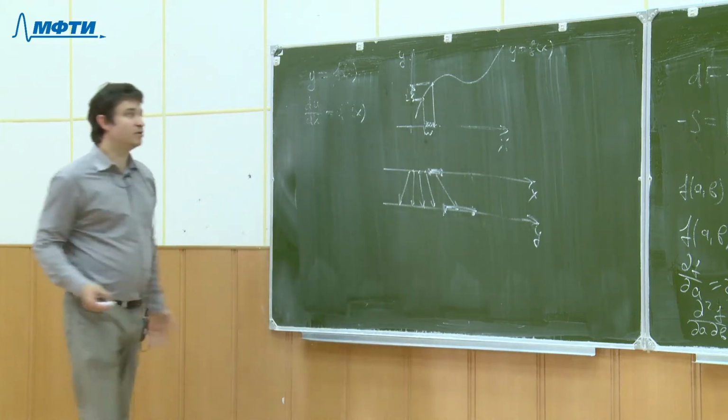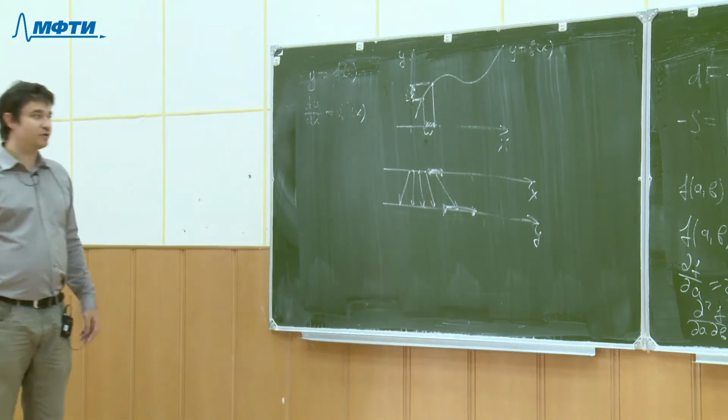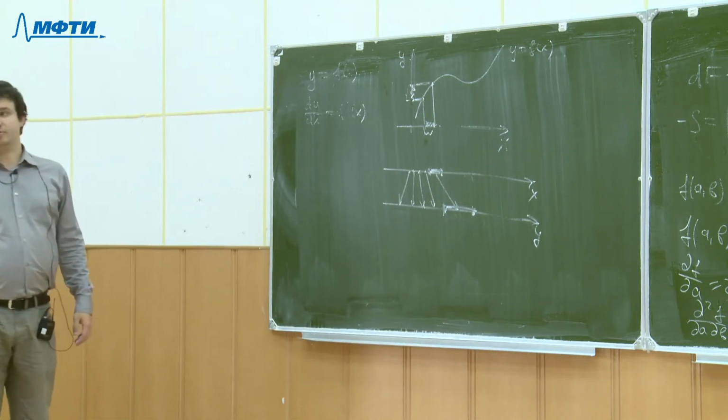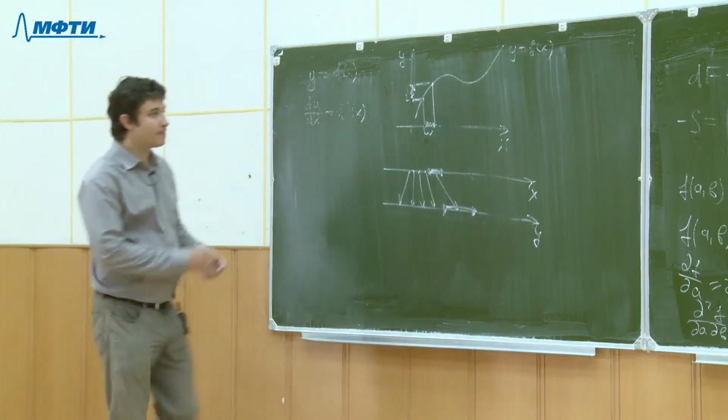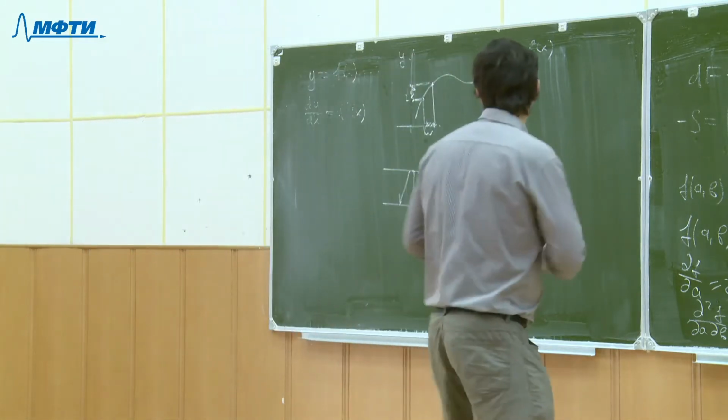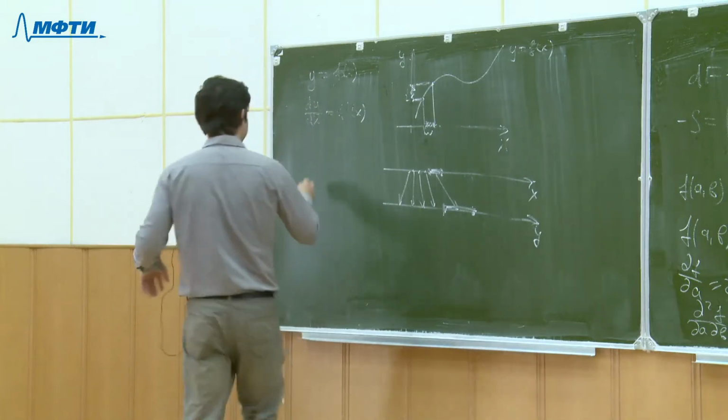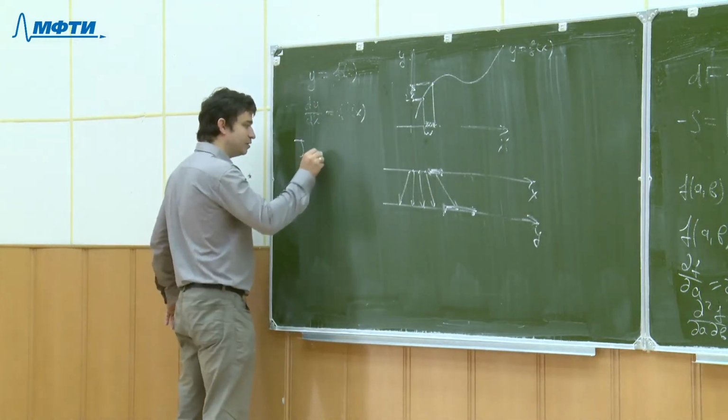So now I'm going to generalize the concept of derivative and go into multiple dimensions. That would give me, instead of the derivative, the thing which is called the Jacobian.